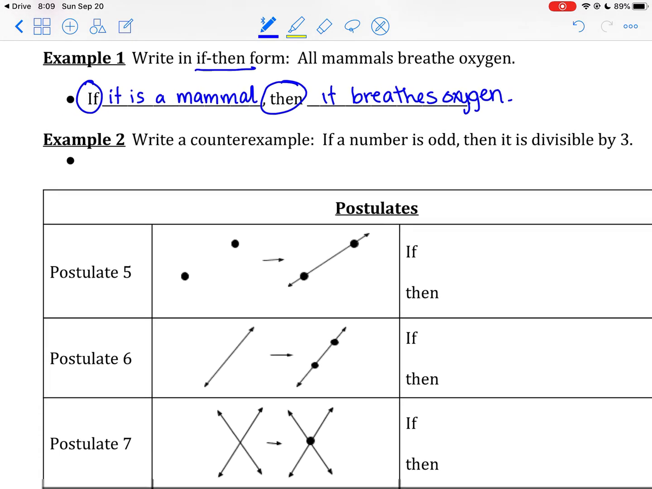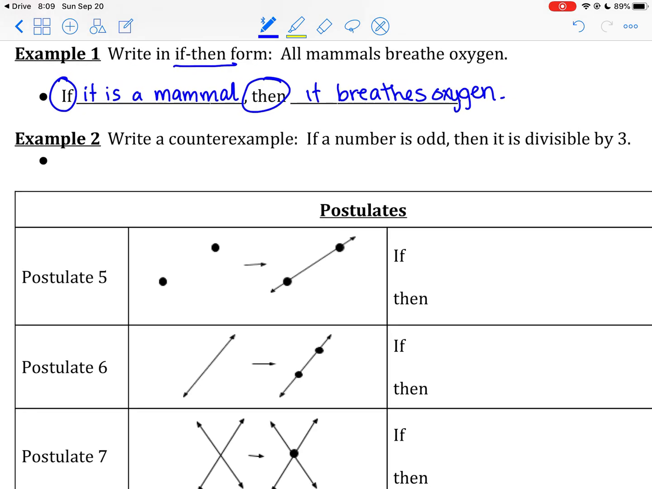Any conditional statement is assumed to be true until you can find a counterexample. A counterexample is one thing that matches our hypothesis but breaks our conclusion. This says if a number is odd, then it is divisible by 3. Since the hypothesis is an odd number, to break this conditional statement I need to find an odd number that is not divisible by 3. It only takes one counterexample to prove that a conditional statement is not true.